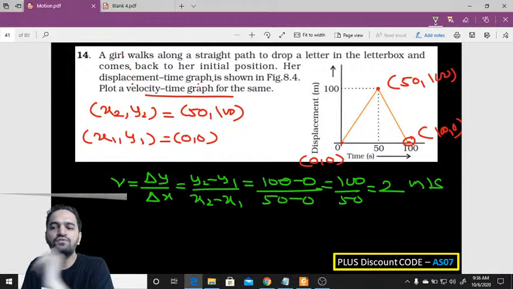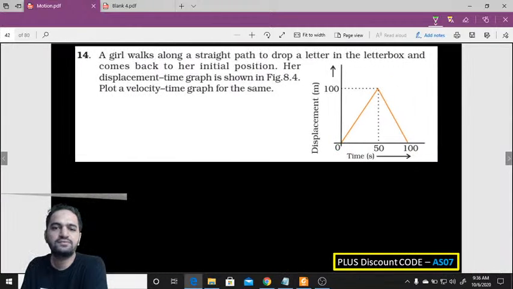So she continued with 2 meter per second from what to what? From, suppose let's say this position to this position, right? 2 meter per second for 50 seconds. For 50 seconds she went with how much of velocity? 2 meter per second. And what about the second case? Let us try to find out for the second case.